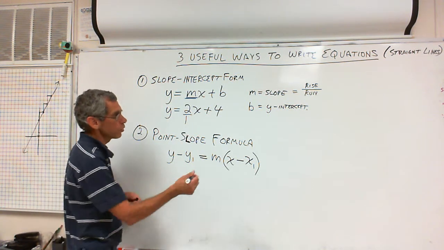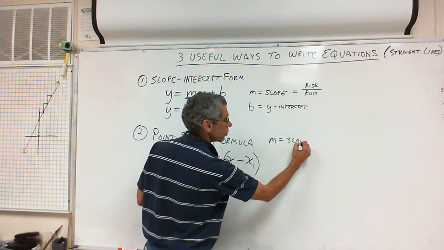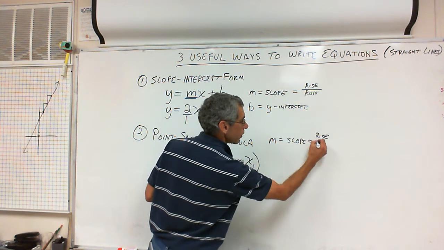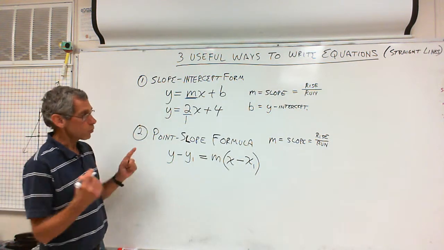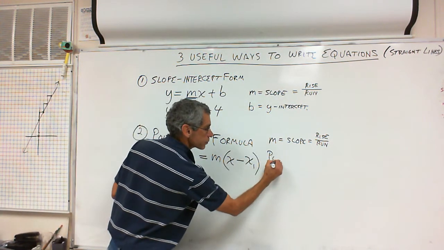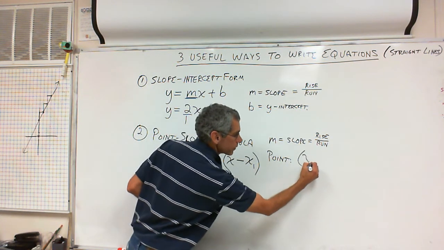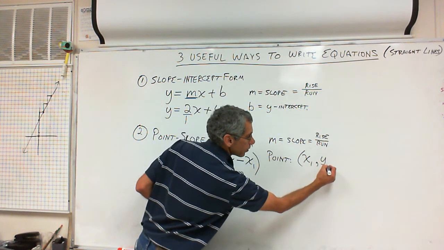So m is your slope. Now, m is your slope again. I'll just write that here. M equals slope, which is equal to what? Rise over run. Always remember that. You've got to memorize that. Okay? And then your point. This is your point. It's going to be x sub 1, comma, y sub 1.